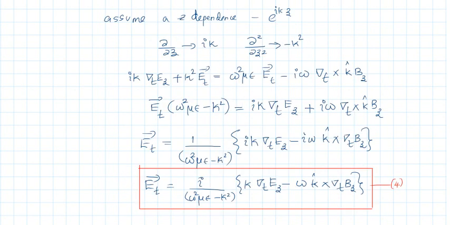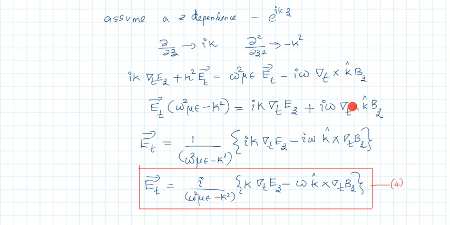So that equation becomes ik del t Ez plus k squared Et equal to, right hand side, omega squared mu epsilon Et minus i omega del t cross Bz vector, that becomes k cap Bz. So combine the terms containing Et. So Et into omega squared mu epsilon minus k squared. Take all the terms to the other side. So it is ik del t Ez plus i omega del t cross k cap Bz.